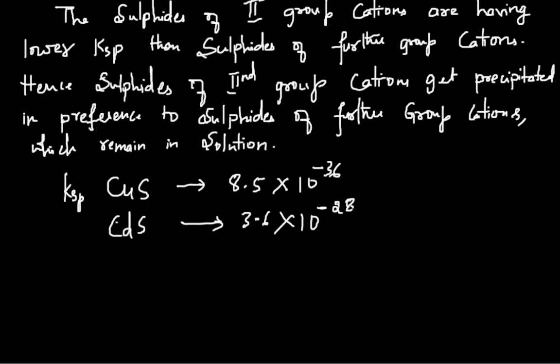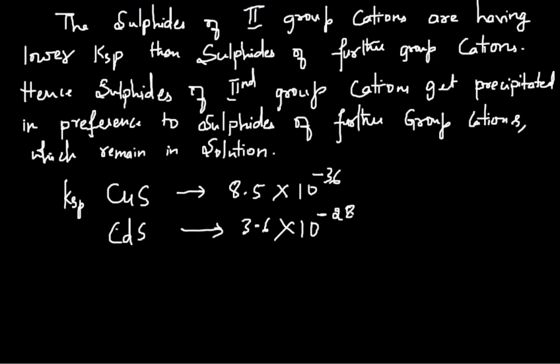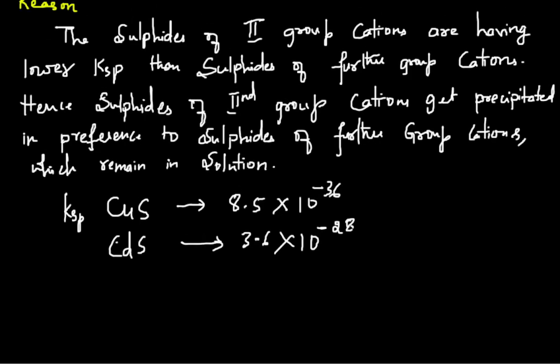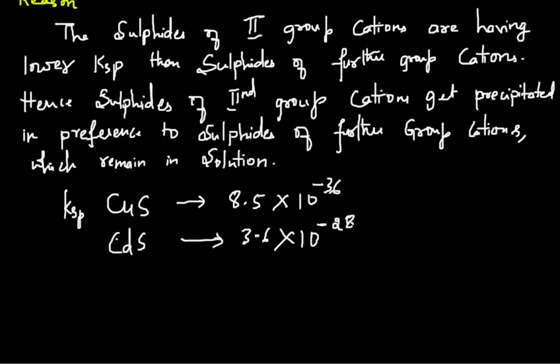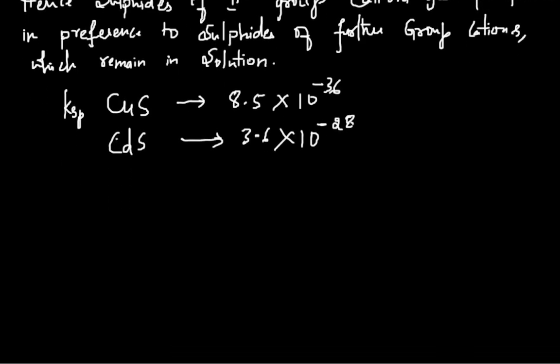Okay. Now, why is there a need to add HCl? What is the role of HCl here? Why should group 2 analysis be done in presence of acid? Can you justify that? The reason is why HCl is added.